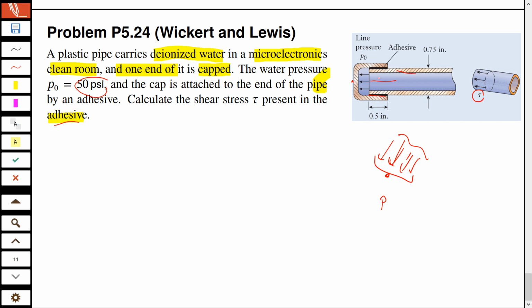Just listen to the reasoning again. The flow of the pipe will apply a force on this cap generated by the pressure. By the way, tell me how much that force will be. How do you calculate the force arising from a pressure? Do you know?